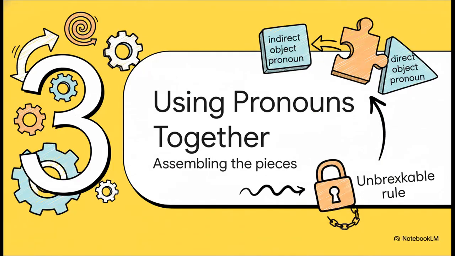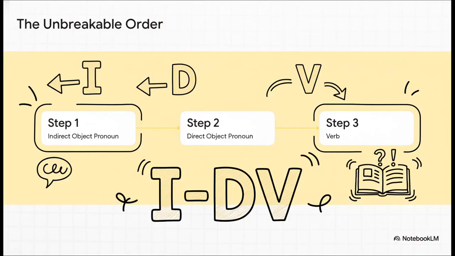All right, we've got our two sets of pronouns. We know which is which. Now, how do we actually put them together in one sentence? This is where a lot of people get tangled up, but honestly, there is one super simple, unbreakable rule to follow. The order is always, and I mean always, the same. Indirect pronoun first, direct pronoun second, verb third. Just burn this into your brain. IDV. Indirect, direct, verb. It never, ever changes.